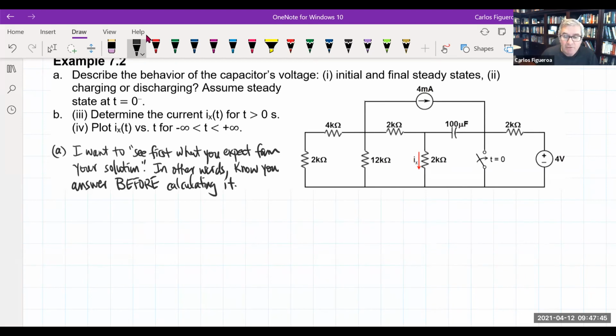And let me tell you why this is such an important piece. Imagine that some of these problems may take you several hours to do. Imagine that you solve a problem, you spend 2 to 3 hours doing it, and then you find out you did it wrong. Isn't it more important to know where you're going beforehand? So what we want to ask here is this: does the cap charge up or discharge at t equal to 0 plus? Is it going to be increasing in voltage, or is it going to be doing that?